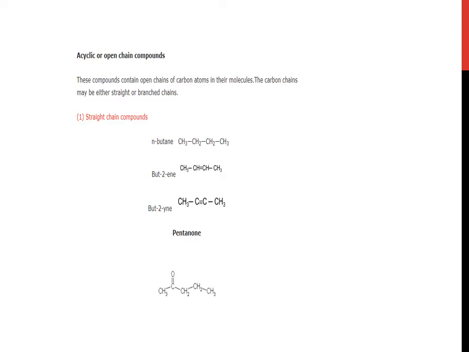But-2-ene means it contains 'ene', which means a carbon-carbon double bond: CH3 single CH double CH single CH3. But-2-yne, 'yne' means triple bond: CH3 single C triple C single CH3. Pentanone, O-N-E, stands for the ketonic group. Pent means 5 carbons. So CH3, CO, CH2, CH2, CH3.